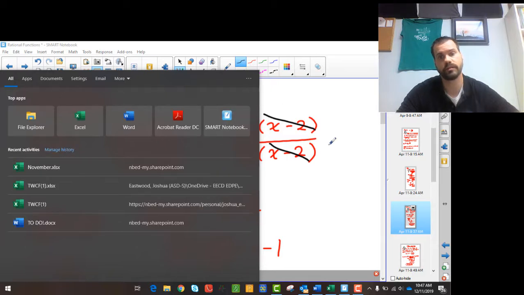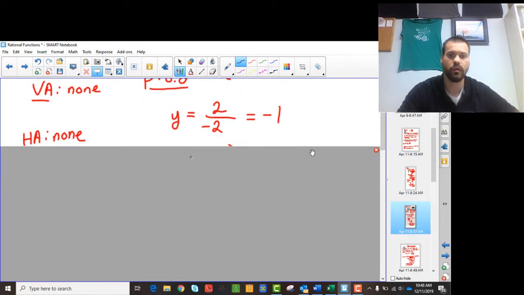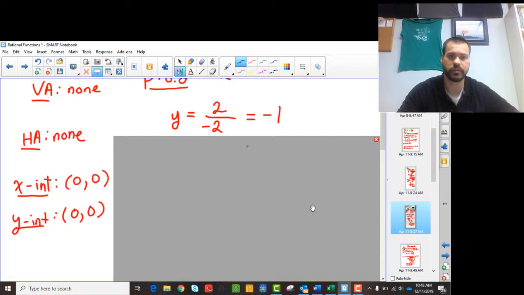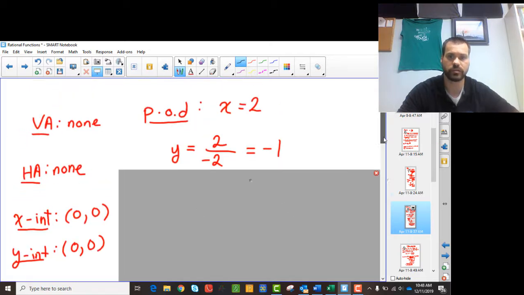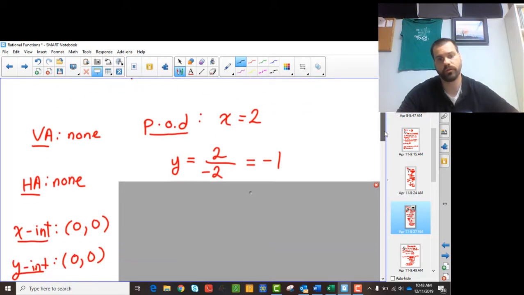Okay? If there was, then we would have to look at that as a vertical asymptote, and we'll look at an example in a second that has that. And then we said the degree of the numerator is 2. The degree of the denominator is 1, so we say there's no horizontal asymptote either. Okay, and then we say, okay, what's our x-intercept and our y-intercept? So we find that by just looking up here. What's left over is x divided by minus 2. So when x is 0, we get 0. And so our x and y-intercept are both 0, 0.